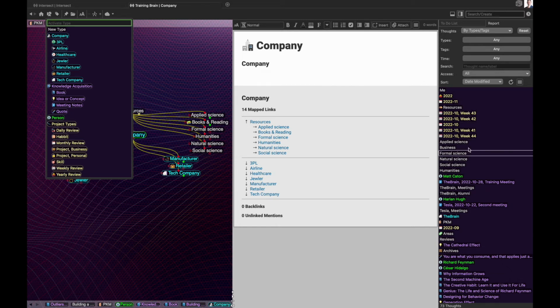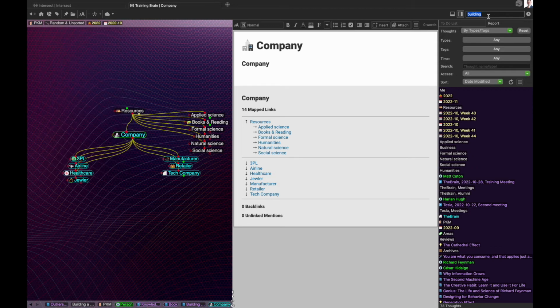Here you can even see in the history section over here what the different thought types were, right? So we can very easily see that Matt is a person. The Brain meeting notes are exactly that. They're knowledge acquisition. My daily, weekly, monthly notes are all a type of project. So it makes it very easy for me to break them down and start looking for particular things.